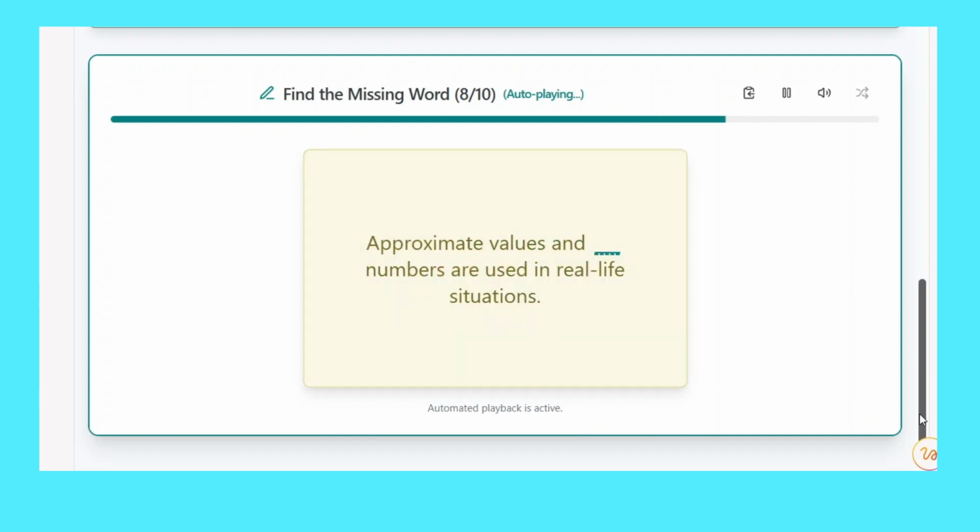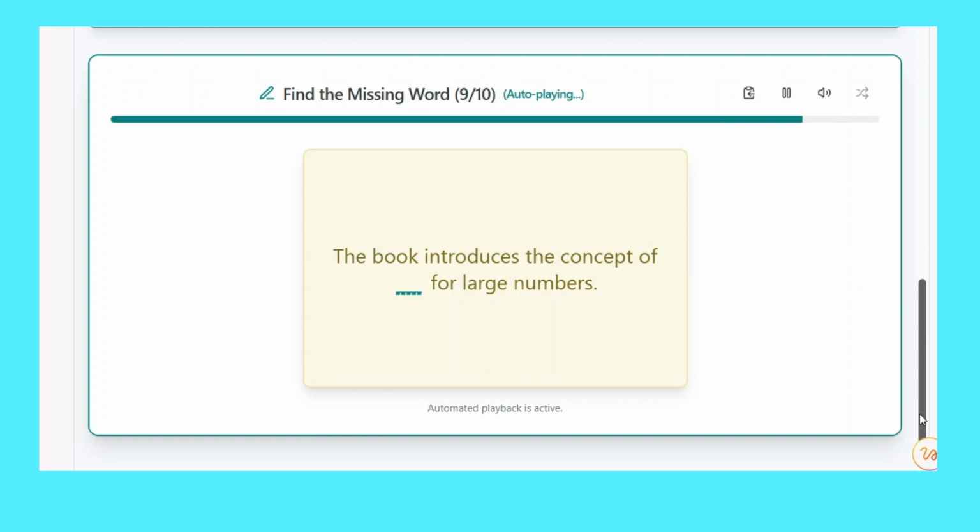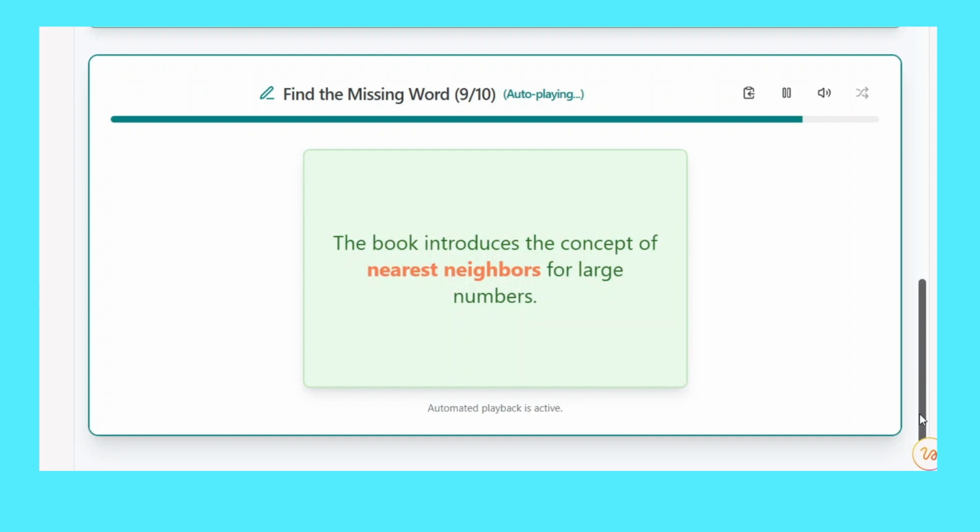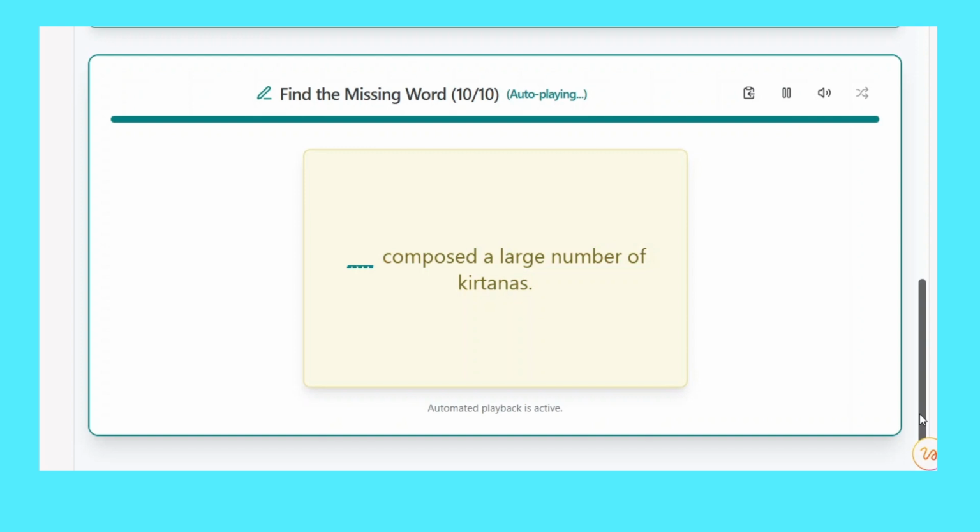Approximate values and dash numbers are used in real-life situations. Rounding. The book introduces the concept of dash for large numbers. Nearest neighbors. Dash composed a large number of kirtanas. Purandaradasa.